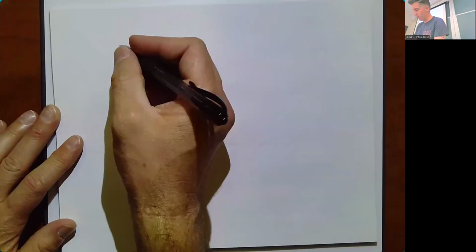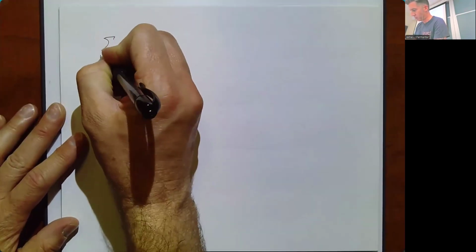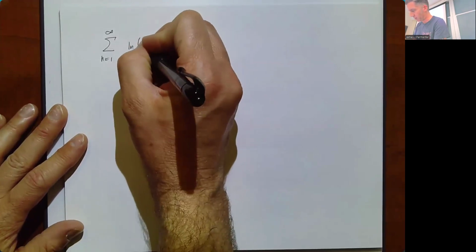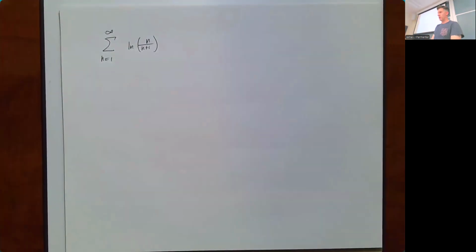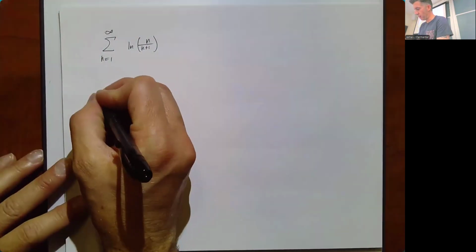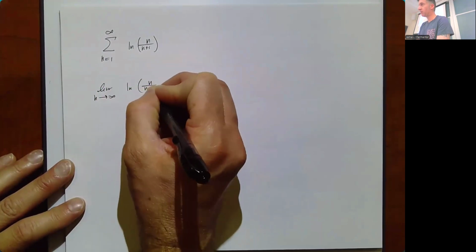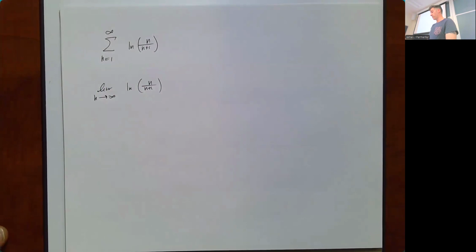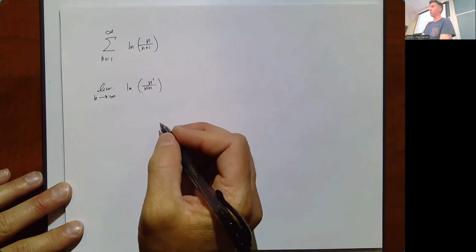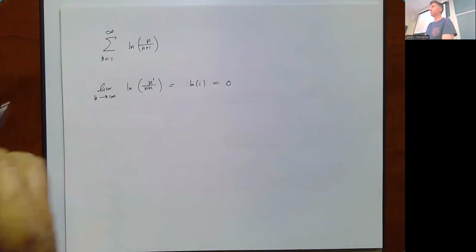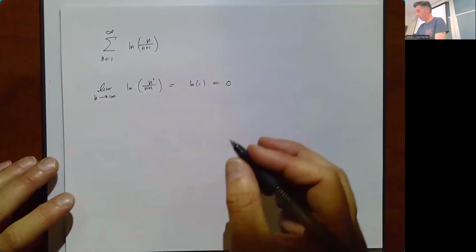So for example, the sum from n equals 1 to infinity of the natural log of n over n plus 1 seems a little tricky. I will point out, if we look at the limit as n goes to infinity of the natural log of n over n plus 1, it's not helpful. Because n over n plus 1, the limit of that is going to be 1, because you have n to the first over n to the first, and the quotient of the leading coefficients is 1 over 1. And what's the natural log of 1? 0. So the nth term test is not helpful.